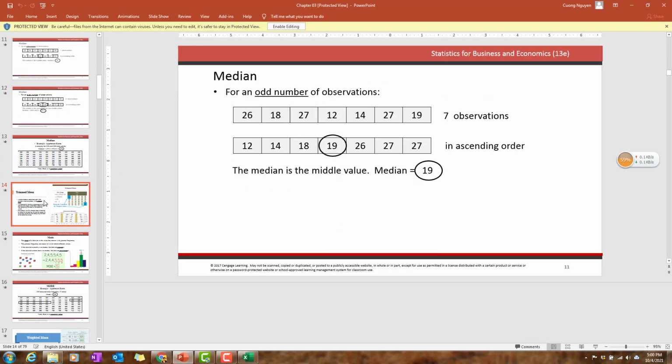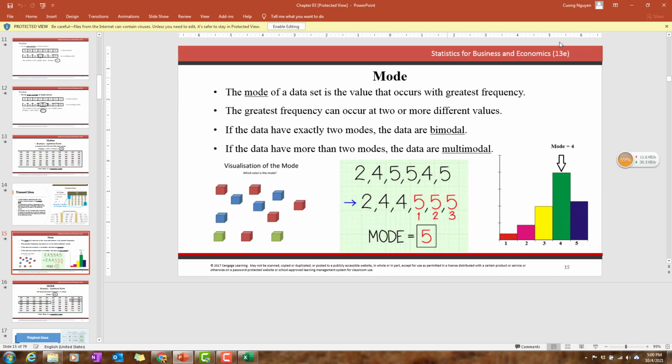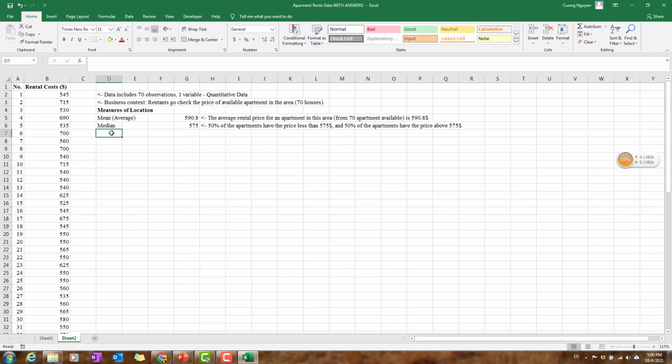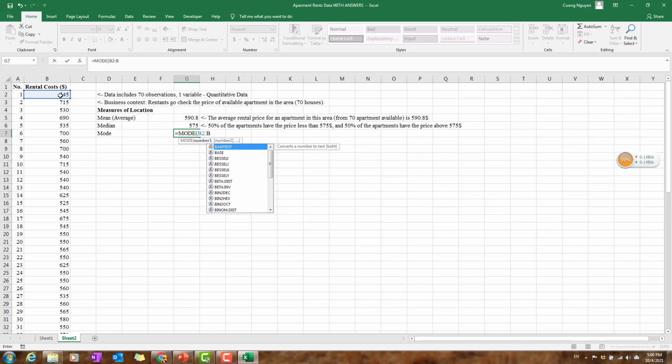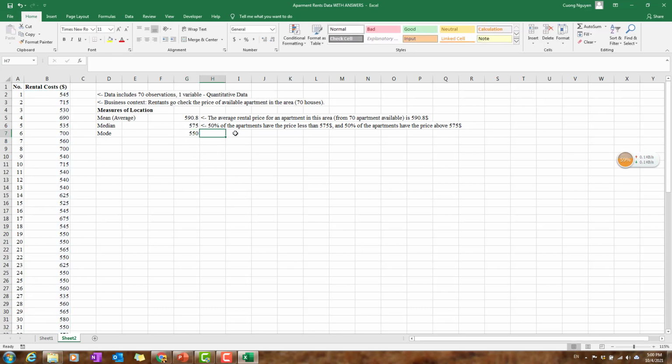And the third one I wanted to introduce will be mode. Mode will be the value that occurs with the greatest frequency. That means it appears most, it appears a lot. Okay, so how can we represent it? Also the function will be mode. That's actually a very old function, but you just need to use it this way. And the same way, B2 into, now I remember, right, into B71. Okay, and you see that's 550.